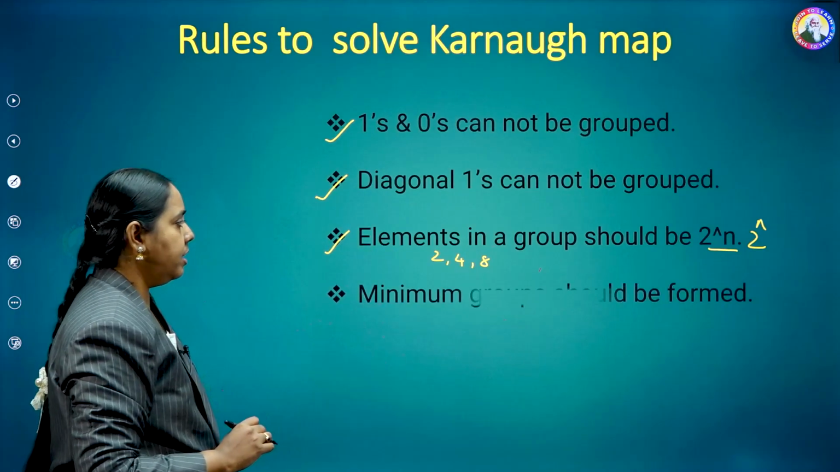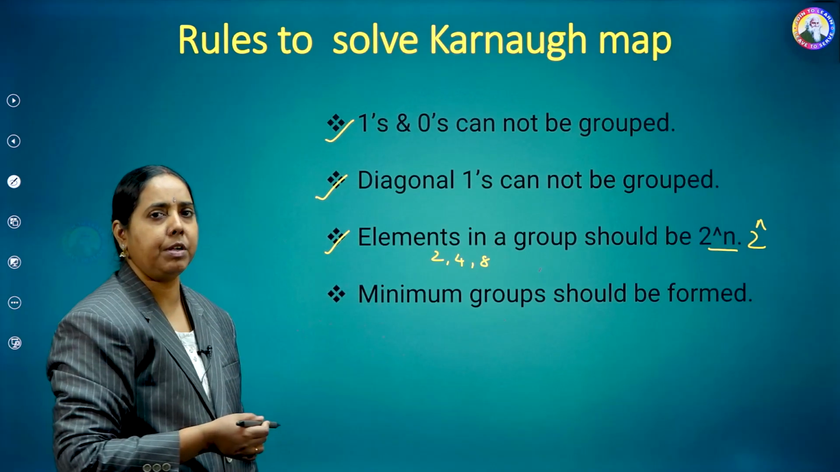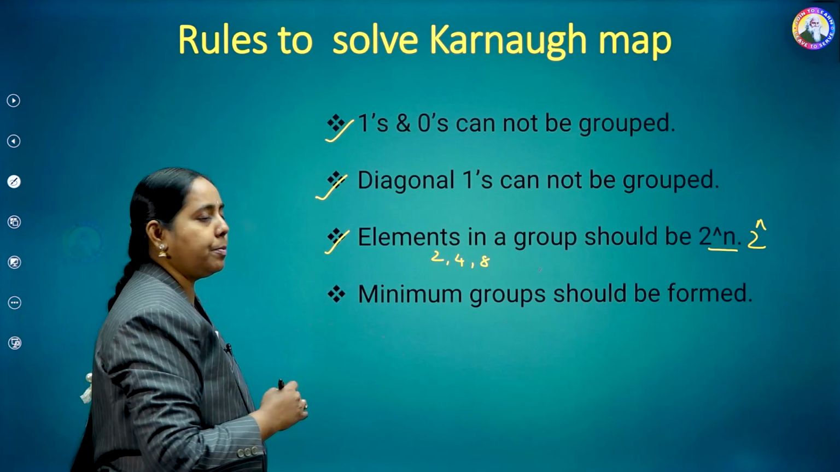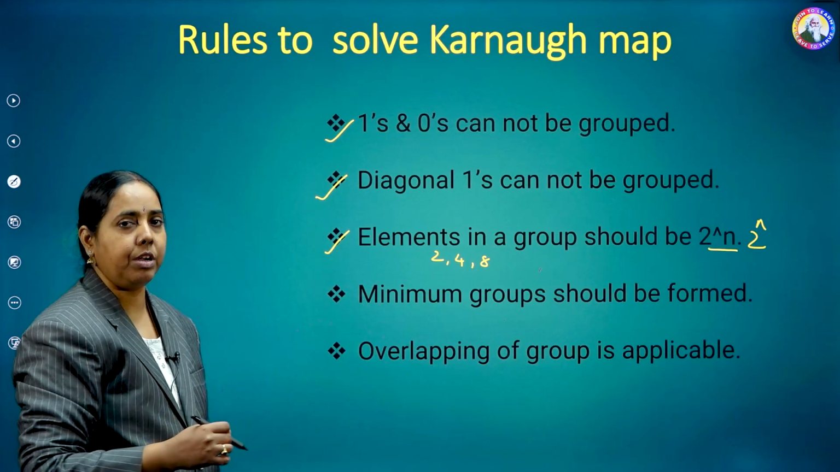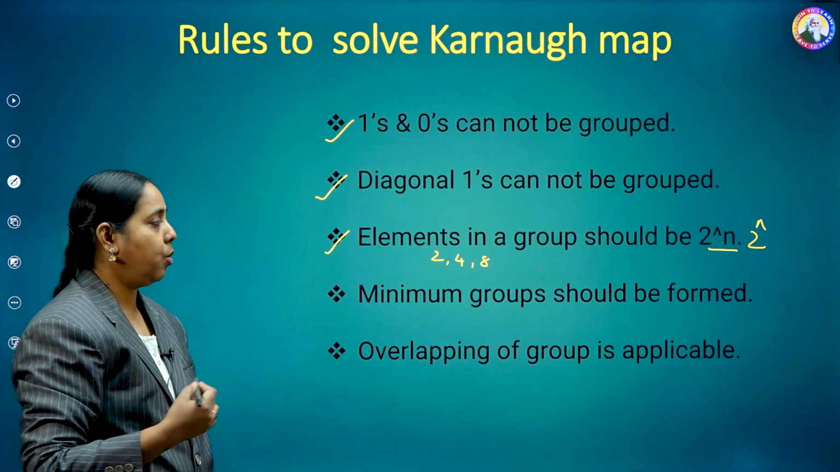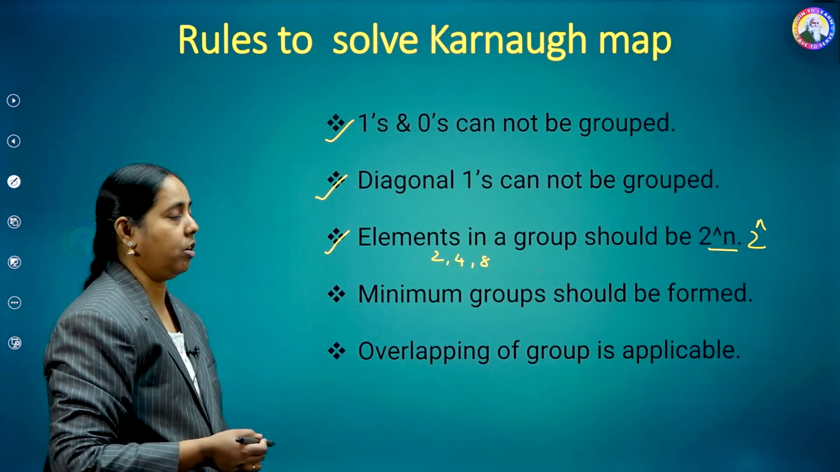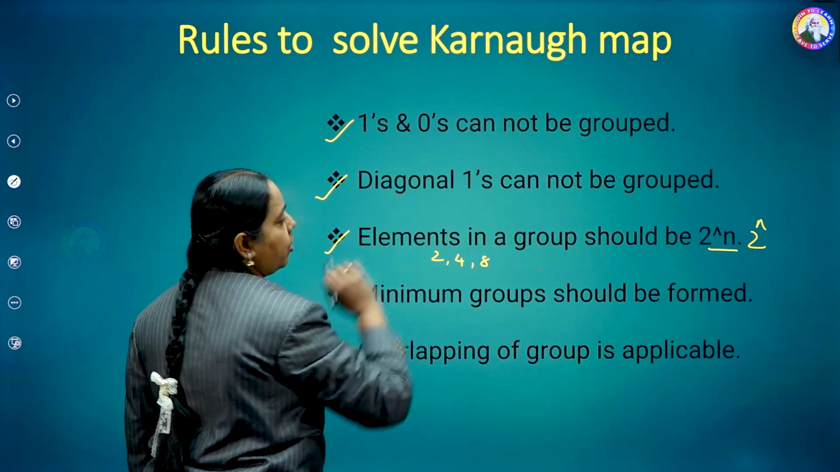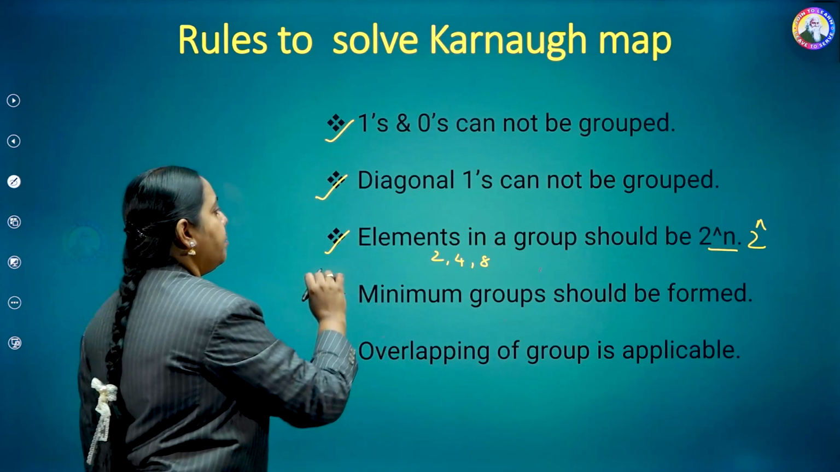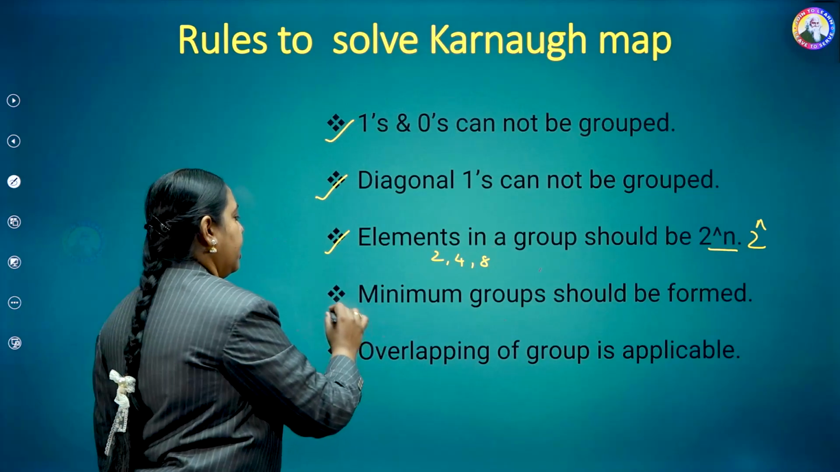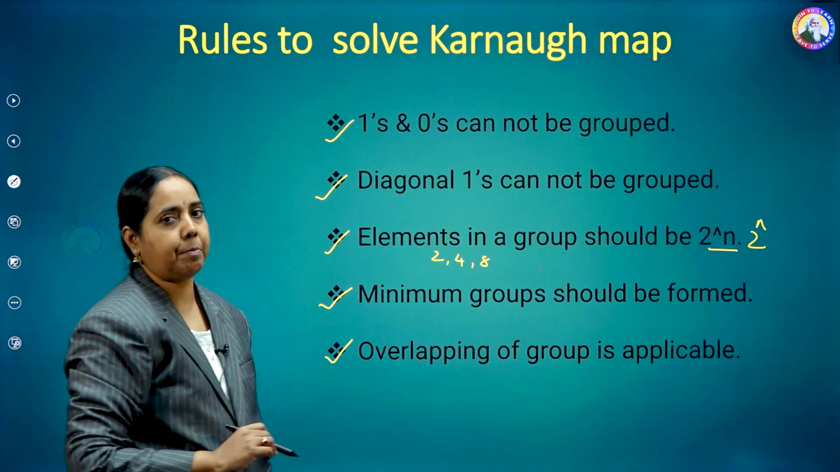The next rule is that minimum groups should be formed. While solving the problem, it will be very clear. And the next rule is that overlapping of groups is applicable. While grouping one group with another group, overlapping is also applicable. So, these are the rules to solve the Carnot map: ones and zeros cannot be grouped together, diagonal ones or zeros cannot be grouped, elements in a group should be 2 power n, minimum groups should be formed, and overlapping of groups is applicable.